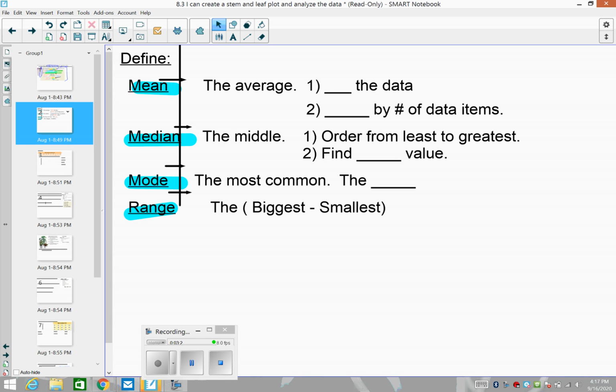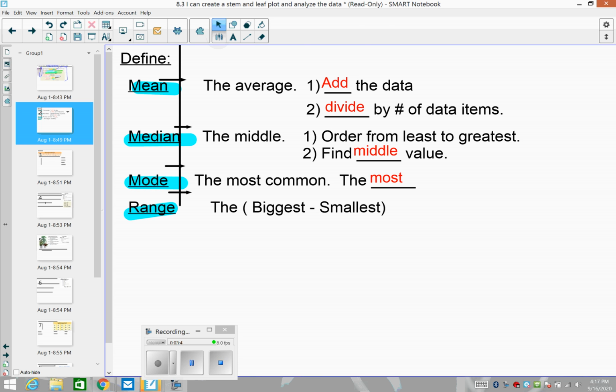So the mean is the average. What we do for that is we add the data and then we divide by the number of data items, which you've done before. The median is the middle. We will organize from least to greatest, and then we will find the middle value. We'll talk about what you do when you're stuck between two and there isn't a middle value. The mode is the most common. It happens the most often.